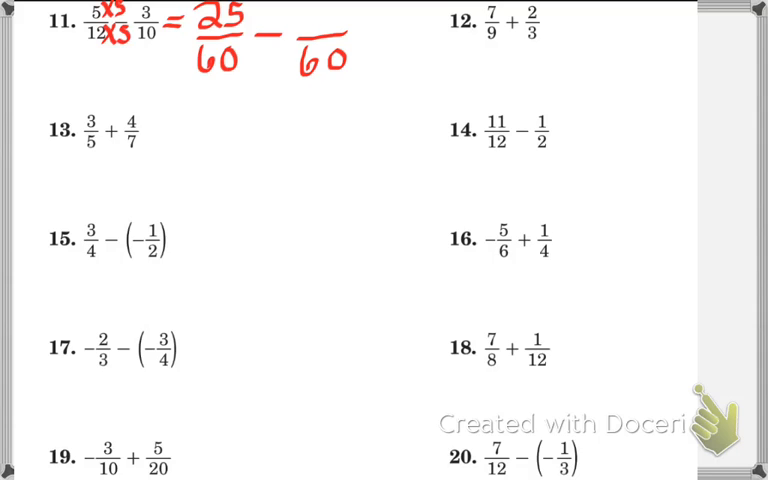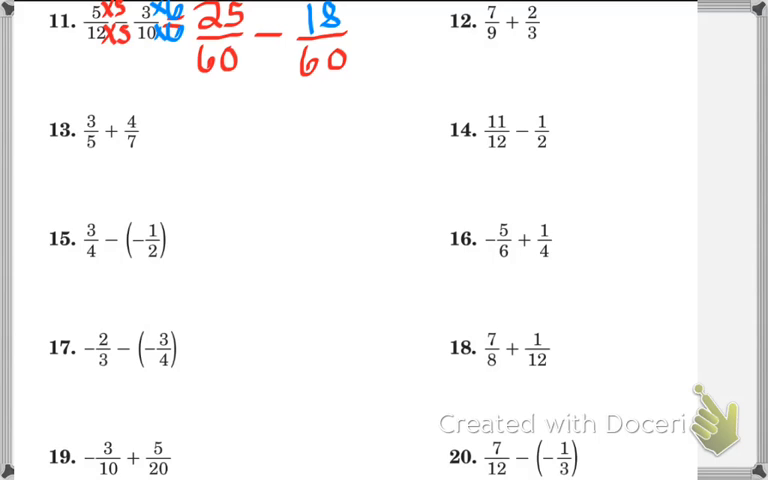Now we're going to do the same thing for the second one. To get 10 to 60, we're going to multiply it by 6. If you do it to the bottom, you have to do it to the top as well. And so 3 times 6 is 18. So that means we have 25 over 60 minus 18 over 60.